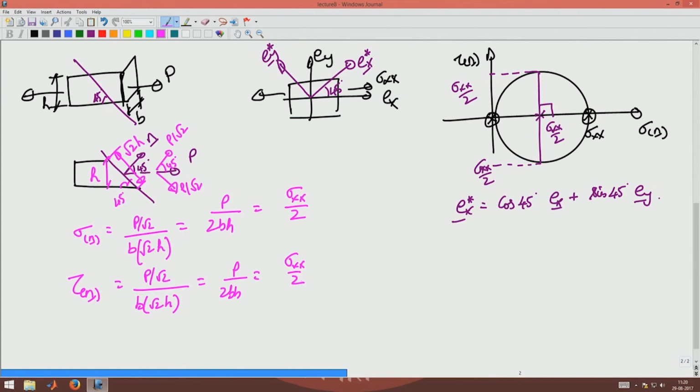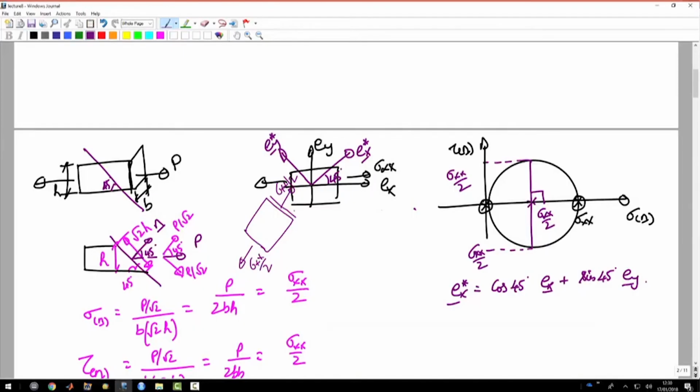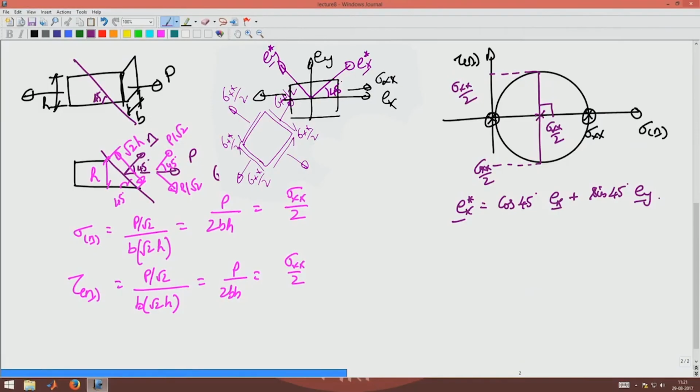Okay. So, if I were to draw the stress cube at that 45 degree inclination, I will have sigma xx by 2, I will have a shear stress acting like this, sigma xx by 2, and each of these shear stresses are sigma xx by 2. Okay. So, that is how the state of stress will act on that inclined element.